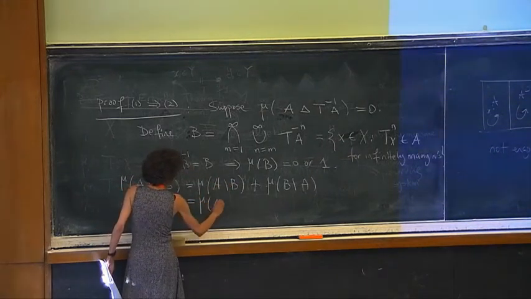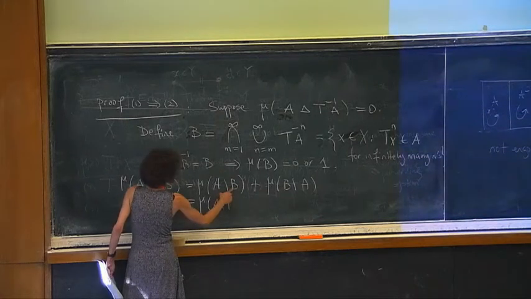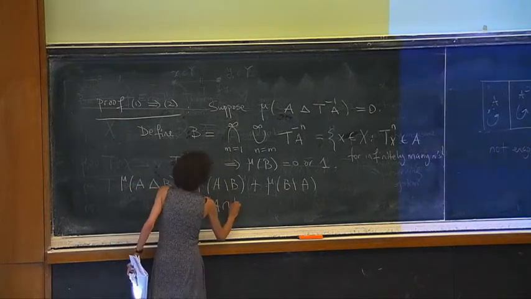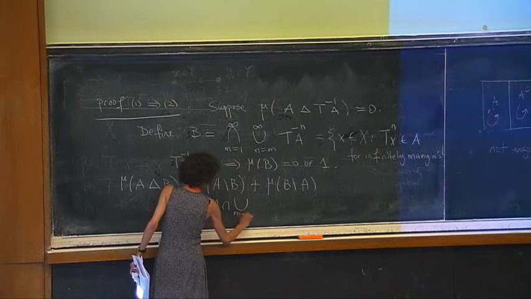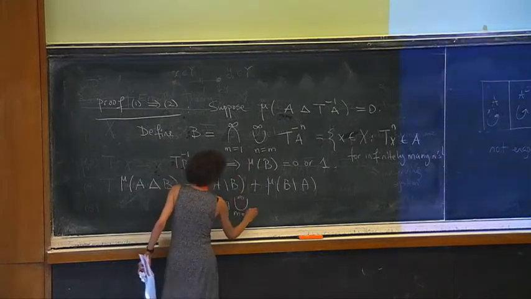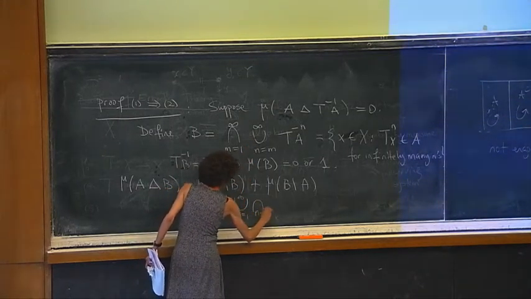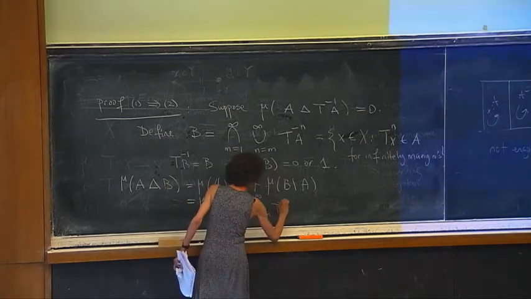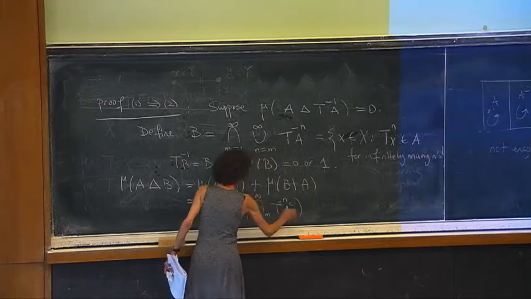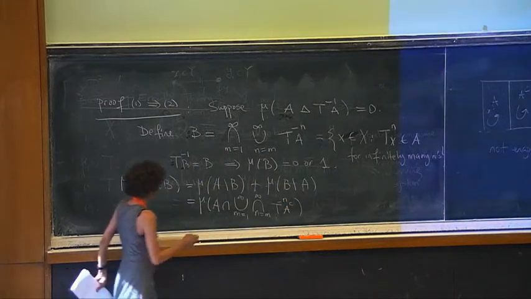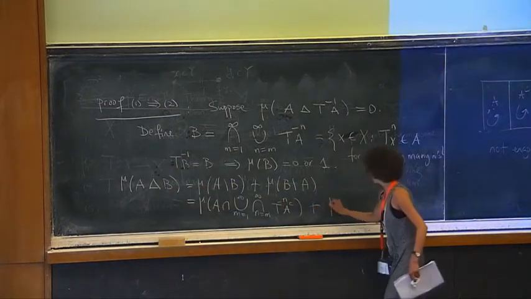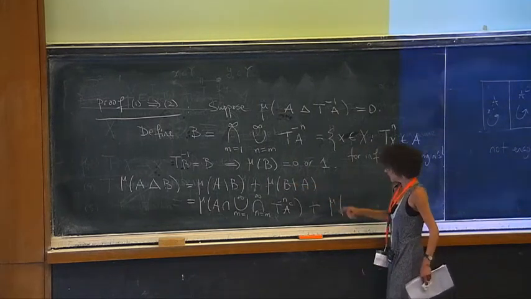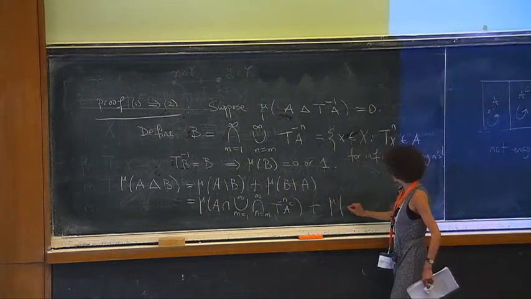Of course, this is A intersection B complement. And B complement is a union of intersections. The complement of this, since inverse images respect complements, is a complement like that. So this is the first one. And the second one is B intersection A complement. So I write B what it is.